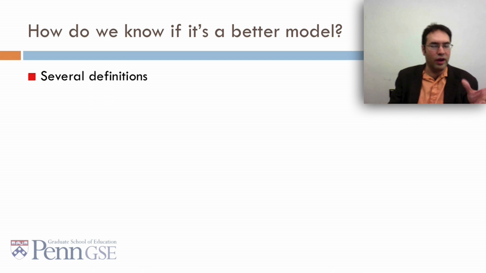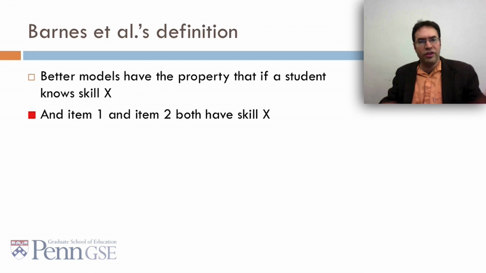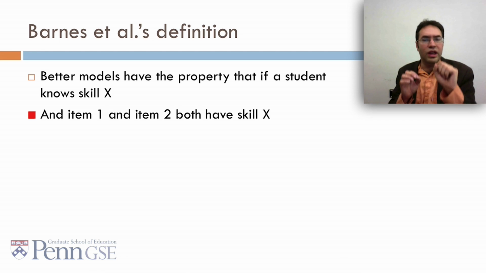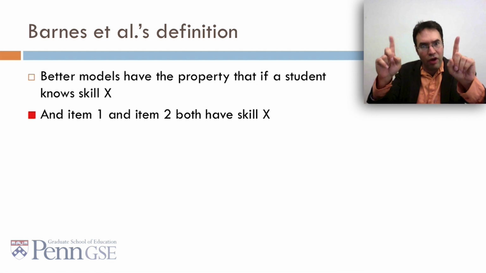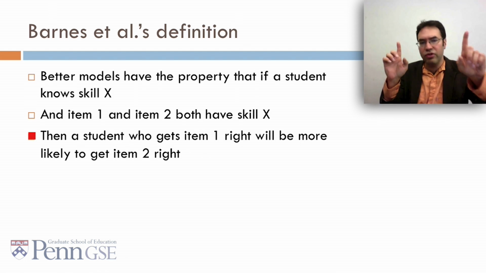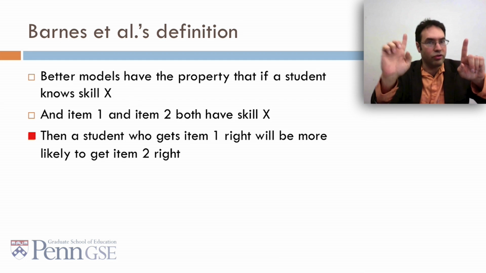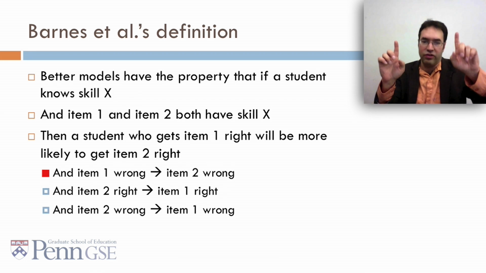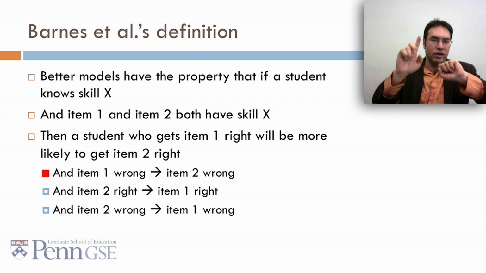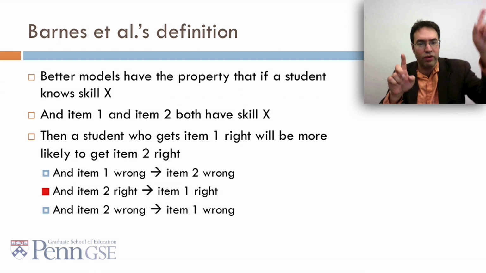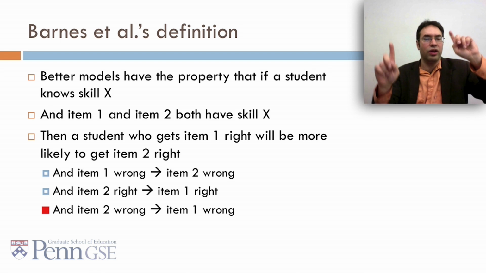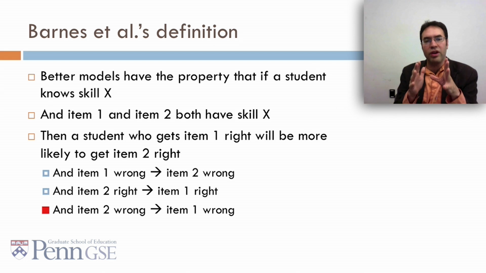So how do we know if it's a better model? I kind of left that vague, right? There are several different definitions. The definition that Barnes and colleagues use is that a better model has the property that if a student knows skill X and item 1 and item 2 both involve skill X, then a student who gets item 1 right is going to be more likely to get item 2 right. And if a student gets item 1 wrong, they'll get item 2 wrong. And if they get item 2 right, they'll get item 1 right. And if they get item 2 wrong, they'll get item 1 wrong. So in other words, performance on 2 items that involve the same skill should be connected.